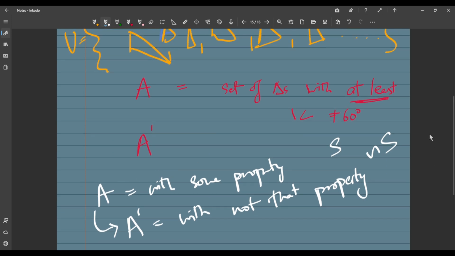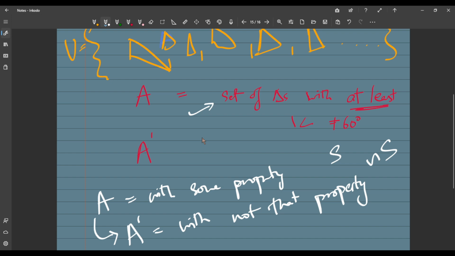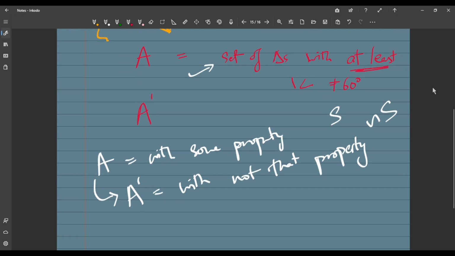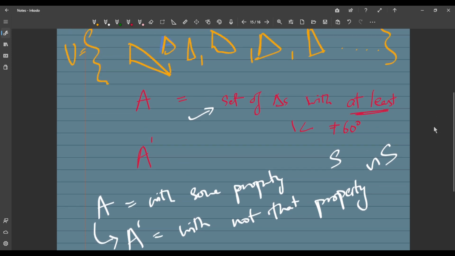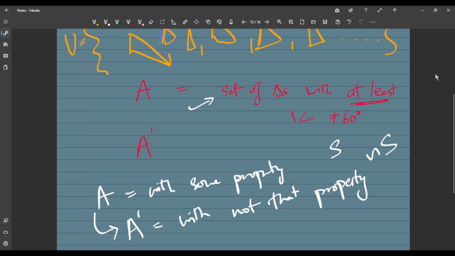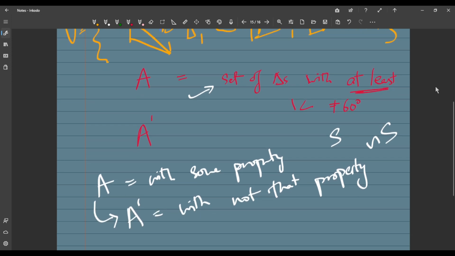So once we have the condition for A, to get to A complement, it is just enough to negate the condition for A. So now that we have simplified the problem, let us think about what the negation will be for the set of all triangles with at least one angle not equal to 60 degree.